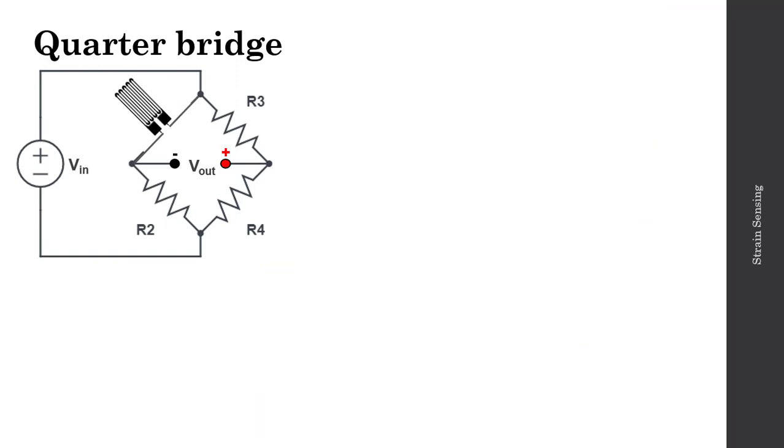For the quarter bridge circuit, we'll assume that all of my resistances are a nominal resistance R, and for the strain gauge, the resistance will be R plus a delta R, where the delta R is the change in resistance experienced by the strain gauge as it is subjected to some strain. I also have a V in, some supply voltage for my bridge, and I'm measuring a V out between these two terminals.